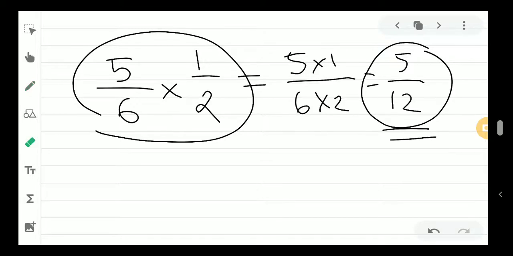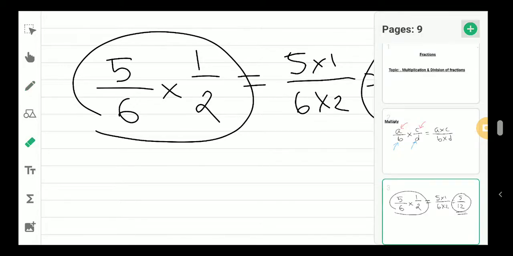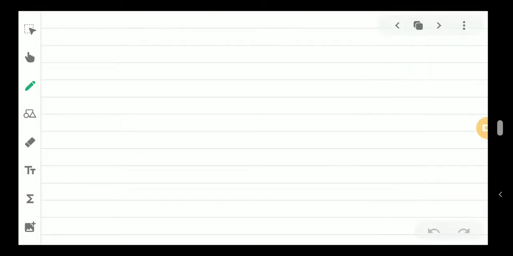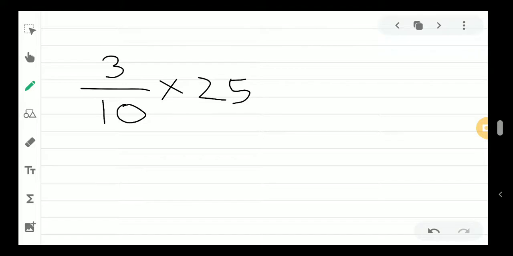Similarly, suppose we have now, let's say, 3 by 10, and it is multiplied by 25. Now in this case we can see that this 25 is a single number. Okay, it is not a fraction, but wait, we can make it a fraction. How? Just by putting a 1 as the denominator. Now we can see this 3 is your numerator, and in here this 25 is your numerator. After that, this 10 and 1 are the denominators.